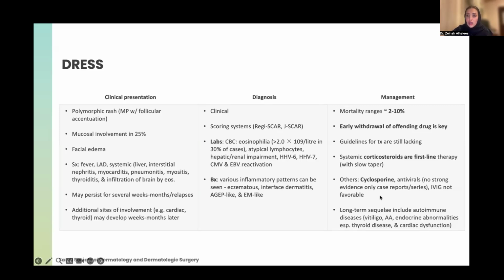Long-term sequelae in DRESS are usually autoimmune sequelae. So they can get alopecia areata, vitiligo, so these are the skin involvement, but they can also get, as we mentioned, thyroiditis and myocarditis. Those are the important ones.